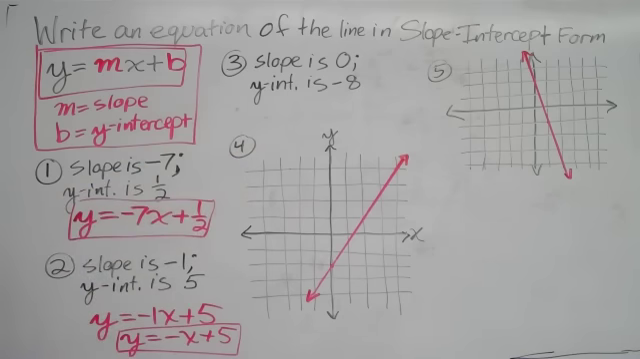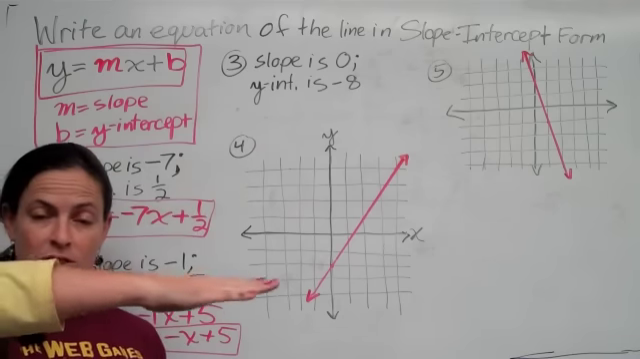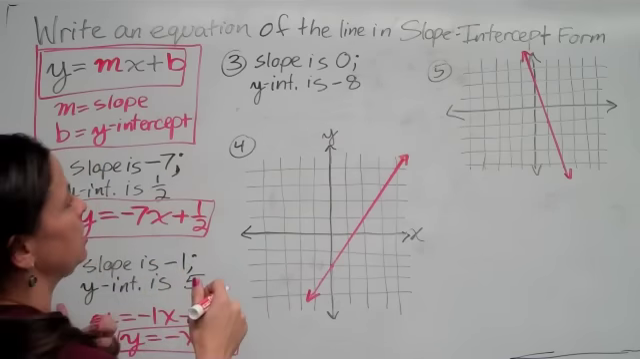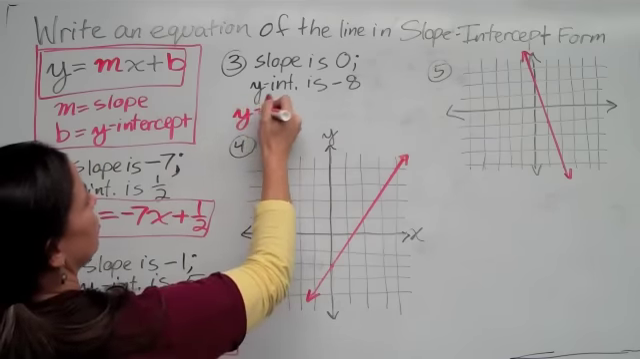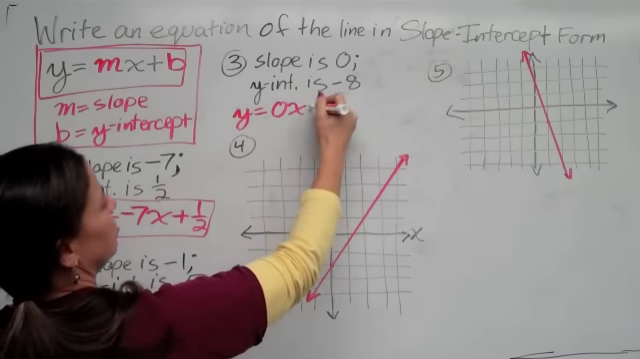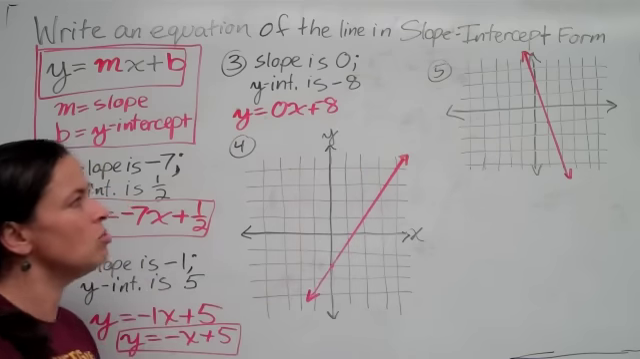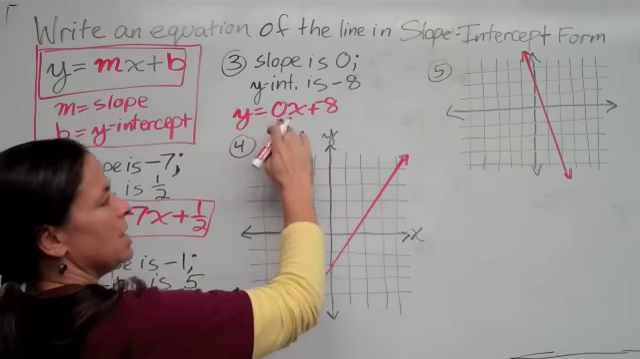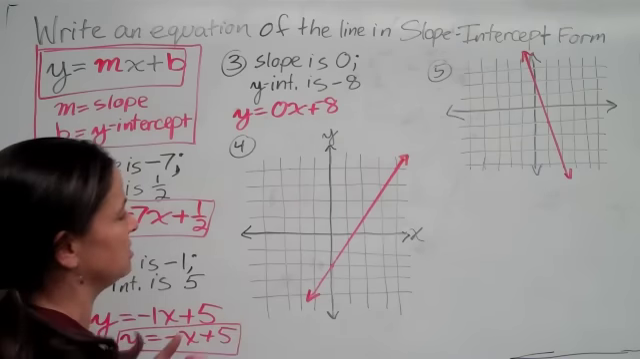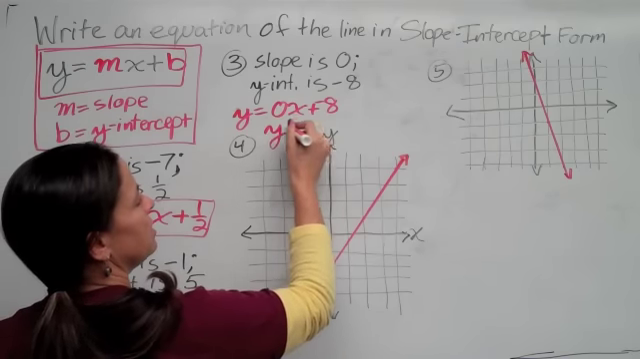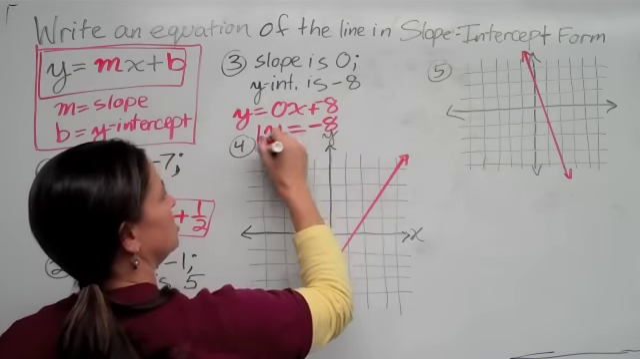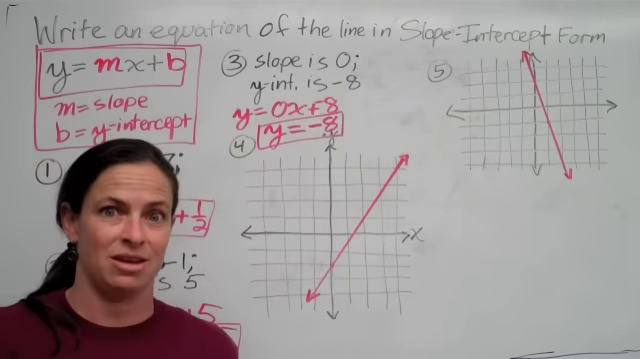Number 3, slope is 0. So we know what a slope of 0 looks like. It's going to look like this, and it crosses through the y-axis at -8. So what does that equation look like? Again, y equals my slope, 0, times x plus -8. We can simplify this: y is 0 x's, so if I don't have any x's, I can just say no x's. I can simplify this down to y equals, and I don't need plus a negative, I can just say -8. So y equals -8.